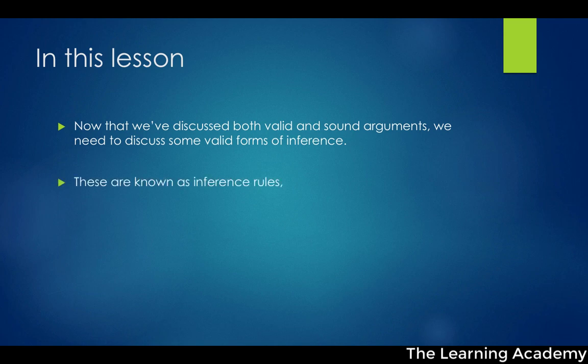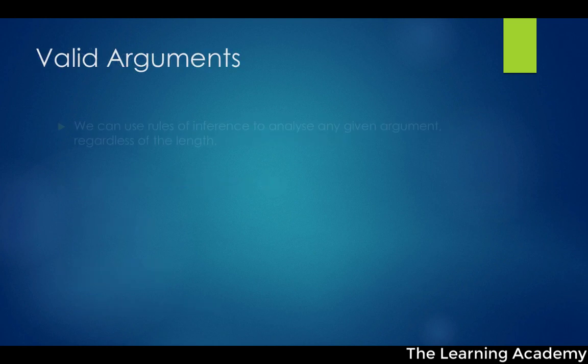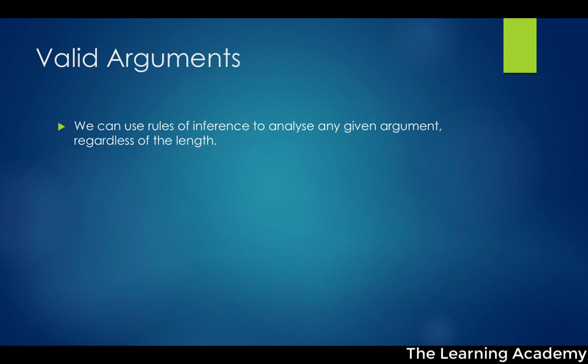rules. So the inference rules we're going to focus on include the modus ponens inference rule. These are all Latin, by the way. The modus tollens inference rule, and also the rule of inference by reductio ad absurdum. So, as we've already talked about in previous lessons, a valid argument is one where if the premises are true, then the conclusion has to be true. The premises lead to the conclusion.